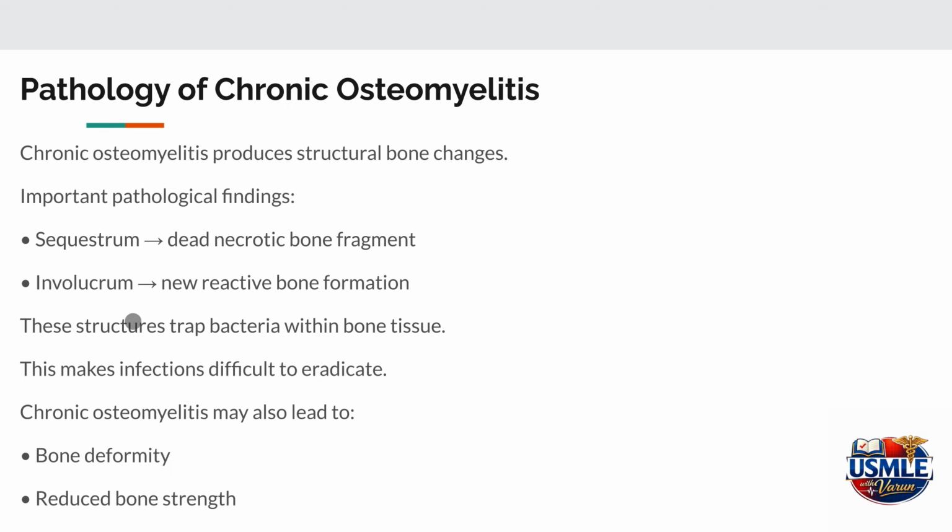In chronic osteomyelitis, the structural architecture of the bone becomes significantly altered. The dead bone fragment is called the sequestrum. This sequestrum acts as a reservoir for bacteria. Meanwhile, the surrounding bone attempts to repair itself by forming new reactive bone, and this newly formed reactive bone is also called the involucrum. However, this new bone often surrounds the infected area rather than just replacing it.